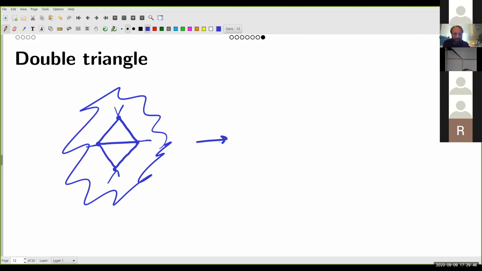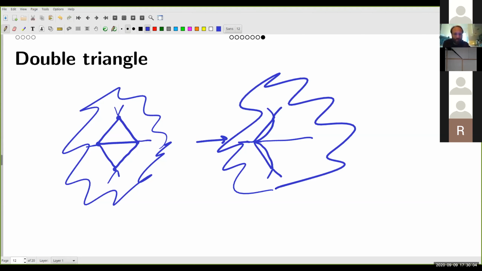Now what do you do? You take this middle edge and contract it. Okay, so I contracted that middle edge. What would I do if I contracted that middle edge? I'd get something that looks like this. And this goes like that. And the same rest of the graph is out there.